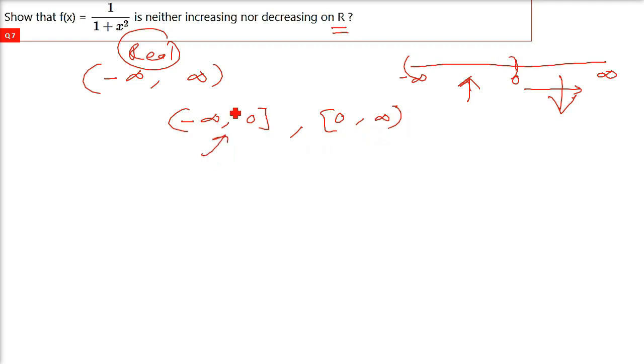So negative infinity to 0, I told you that it was increasing. We showed it also. In 0 to infinity, we showed it is decreasing. So this is okay. In different domains, it can be increasing and decreasing. But what about negative infinity to infinity? If you take the whole range R, one time it is increasing, one time it is decreasing. It is confusing. It cannot be. So that is why it is neither increasing nor decreasing.